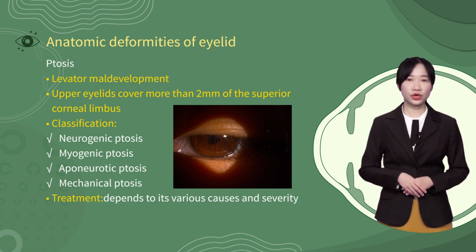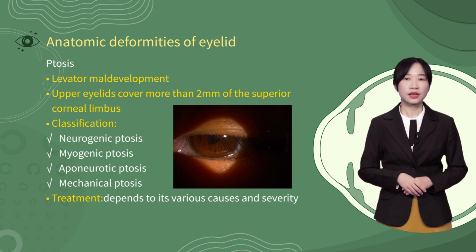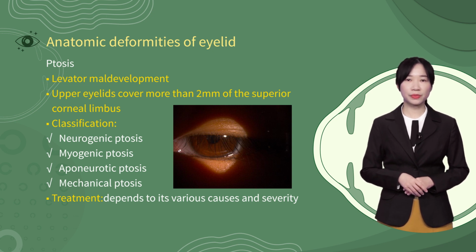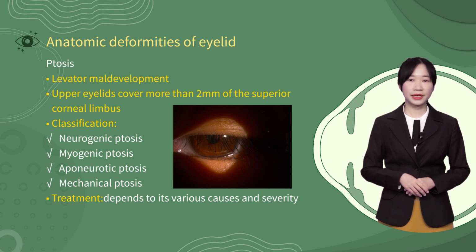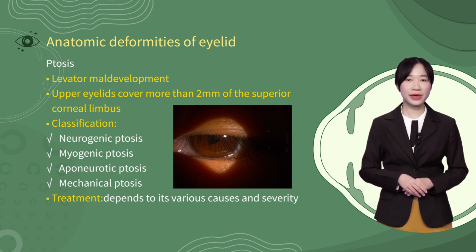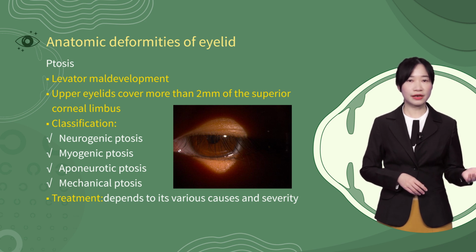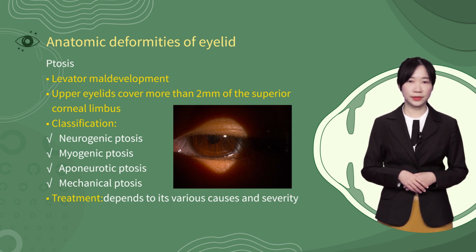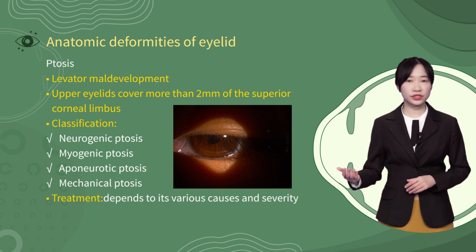Myogenic ptosis is caused by disorder of the levator muscle itself or by impairment of transmission of impulses at the neuromuscular junction. Aponeurotic ptosis is caused by a defect in the levator aponeurosis with age. Mechanical ptosis is caused by the gravitational effect of a mass or by scarring. Treatment for ptosis depends on the underlying cause and severity. Surgery is indicated for significant functional or cosmetic problems.